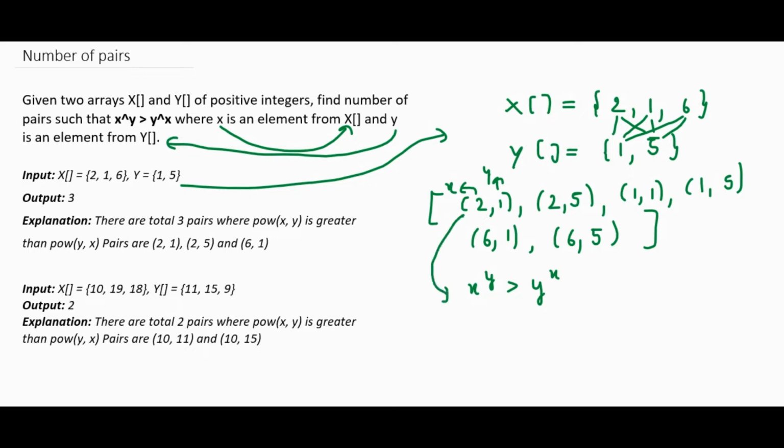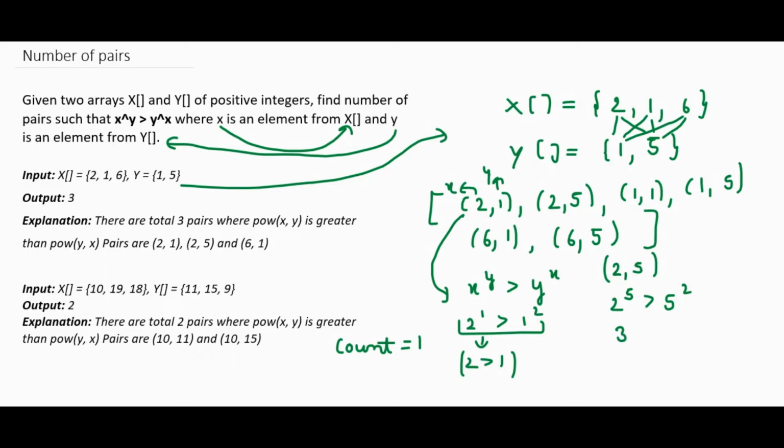First let's take this pair, 2 and 1. So 2 to the power 1 is greater than 1 to the power 2, and this is true, that is 2 is greater than 1. So this will count to our answer. Let's say total count is represented by count, so right now it has 1 in it. Now let's see 2 and 5 as the pair. So 2 to the power 5 is greater than 5 to the power 2. Is it true? 2 to the power 5 is 32 and 5 to the power 2 is 25. This is another pair. So our count will increase to 2.